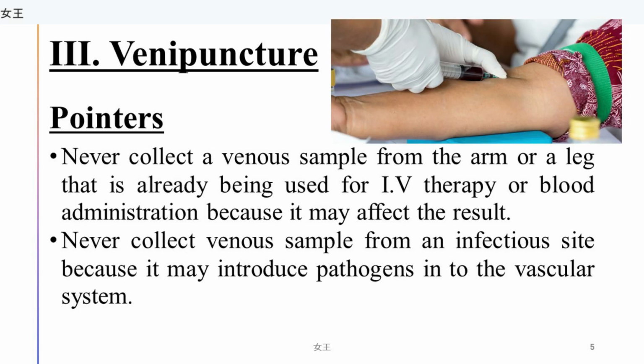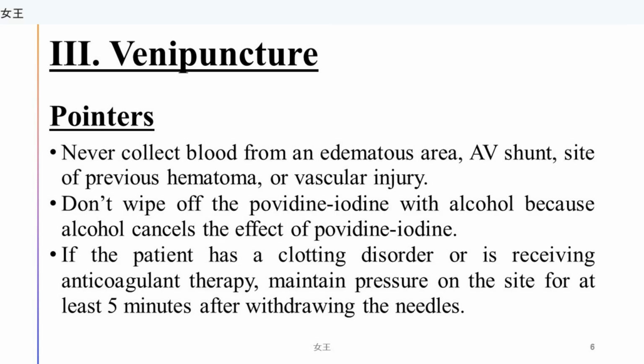Venipuncture. Pointers. Never collect a venous sample from the arm or a leg that is already being used for IV therapy or blood administration because it may affect the result. Never collect venous sample from an infectious site because it may introduce pathogens into the vascular system. Never collect blood from an edematous area, AV shunt, site of previous hematoma, or vascular injury.